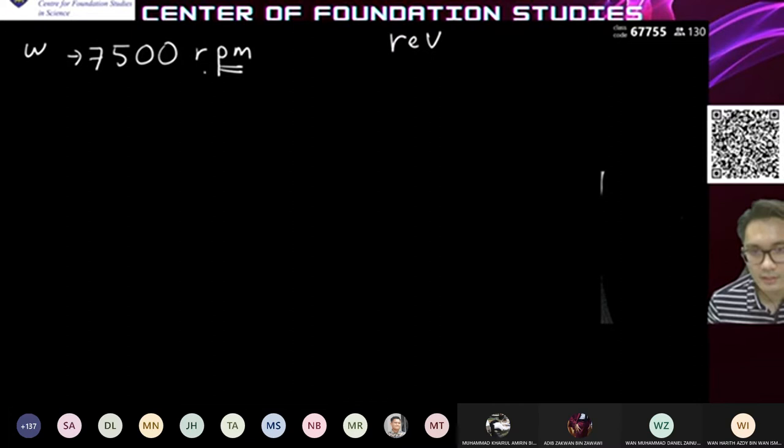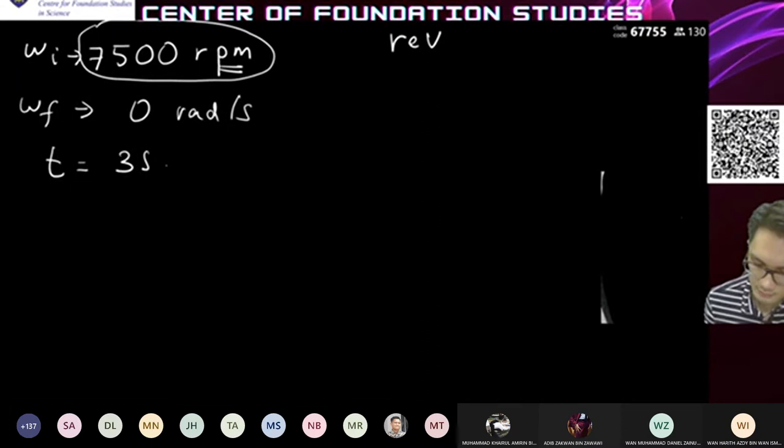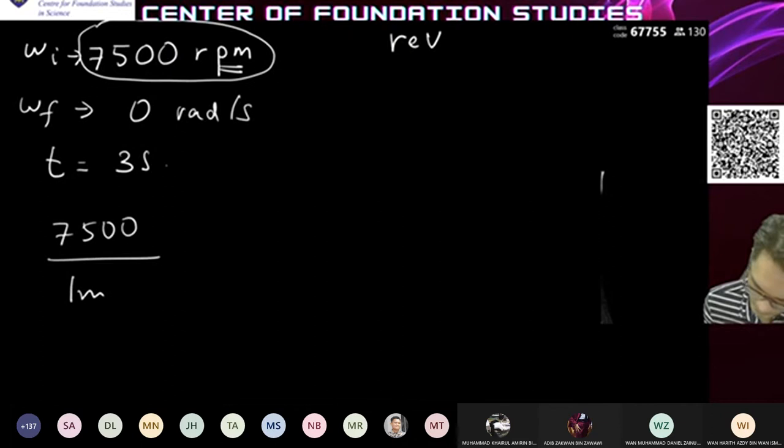Okay, omega. This is omega initial. And because we know that omega final is zero because dia bagi tahu kat situ, the motor is turned off during operation. So we know that the final one is zero rad per second lah. Okay, nanti kita nak tukar juga RPM to the radian per second. Jadi the blade slow to rest in time T 3 second. So we have to convert RPM to the radian per second. Jadi how to convert 7500 per 1 minute. Yang 7500 revolution, we need to times with the 2 pi. And this one kita kena darab dengan 60 second. Okay, so 7500 revolution darab 2 pi bahagi dengan 60 second berapa?